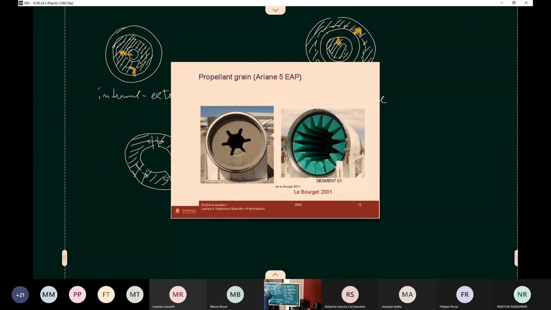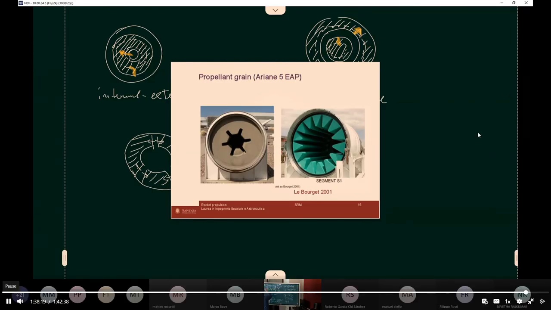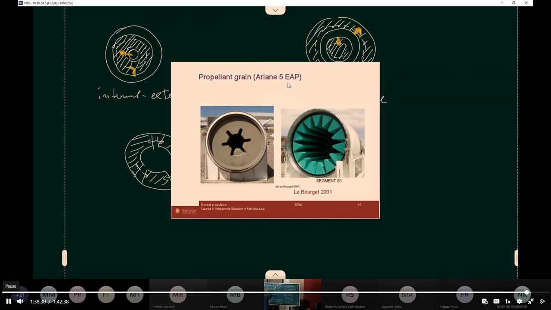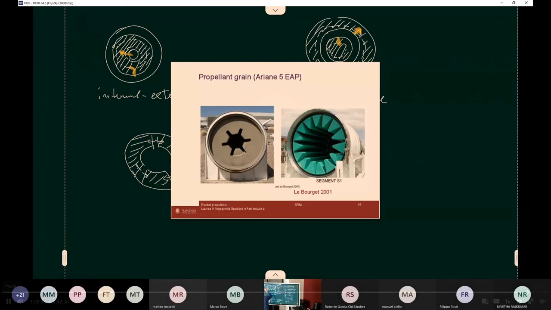And what we also have to consider is the case of three-dimensional grains. As we try also to define a thrust profile, we are not only interested in the star shape, but also in governing the thrust profile. You can consider more complex three-dimensional shapes. And some common geometries are the ones called Conocyl and Finocyl. That means that we have a cone and a cylinder, or fins and cylinder.